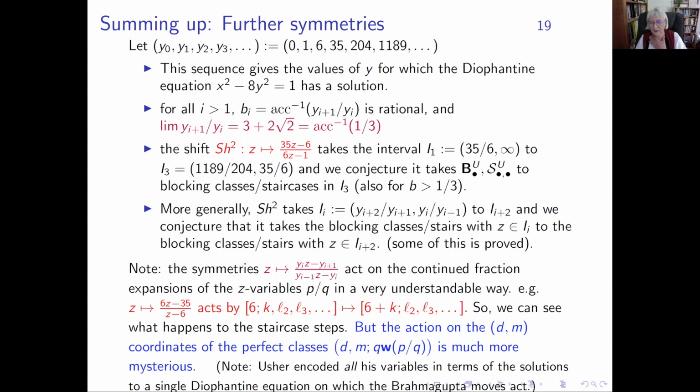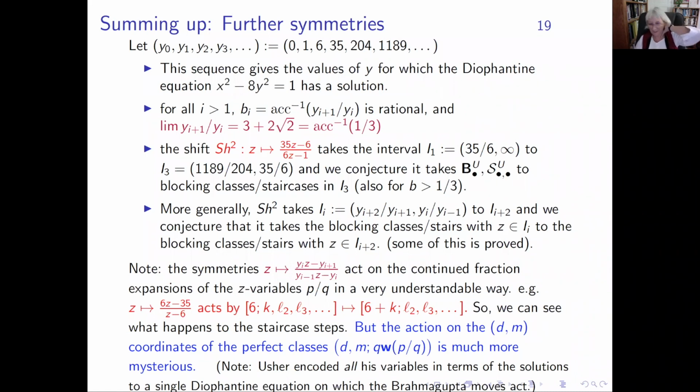But now to compare with Usher, he was in a situation where he had 2 extra classes here, because he was looking at S2 times S2 blown up many times, where the S2s have different sizes. But the point is that the S2s numerically are the same. They both have self-intersection 0, and C1 is 2. So there's a symmetry between these 2 spheres. And so he had 4 variables, because he had the size of both his 2 basic classes, but he encoded all his variants in terms of a single Diophantine equation. And he used that single Diophantine equation to do his miraculous Brahmagupta move.